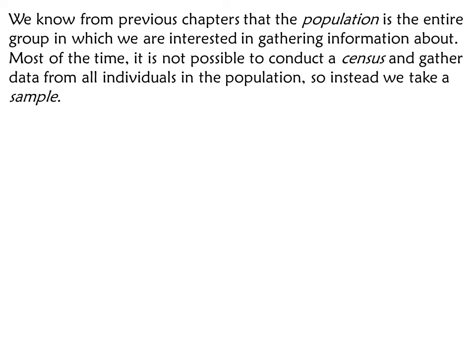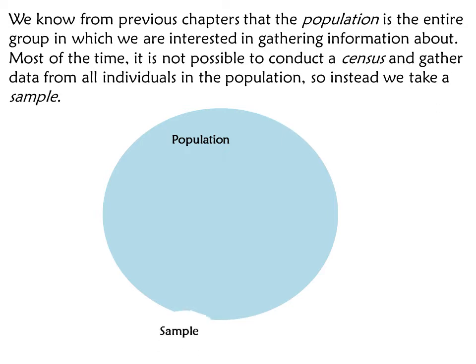We know from previous chapters that the population is the entire group in which we're interested in gathering information about. Most of the time, it's not possible to conduct a census and gather data from all the individuals in the population, so instead we take a sample. A sample is a subset of the population.